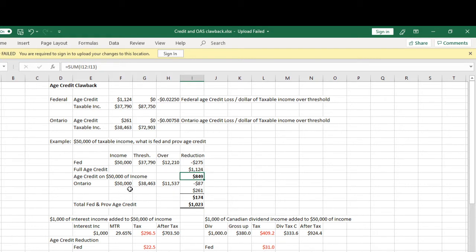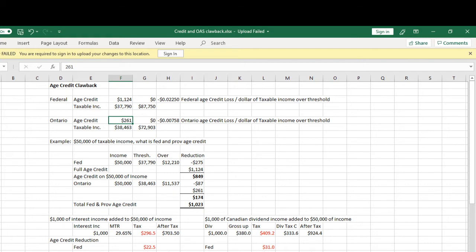Now in Ontario, you go through the same process. I lose $87 of Ontario age credit. Full Ontario age credit is 261, so I get $174 of credit. So total federal and provincial credit on $50,000 of income is 1,023, whereas it would be this plus this if I didn't surpass any of the thresholds. So what is that? That's 1,385. So I've lost some age credit there.